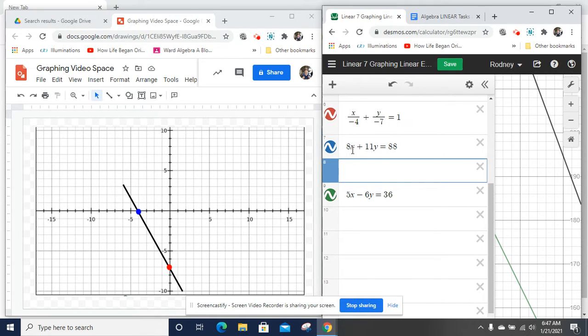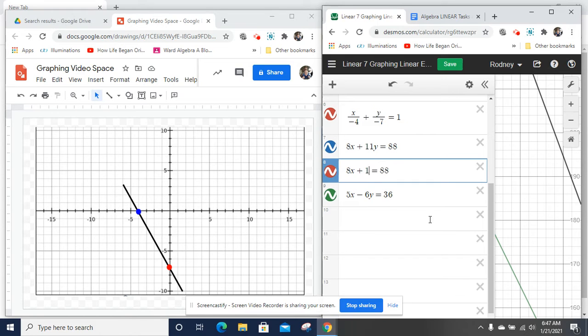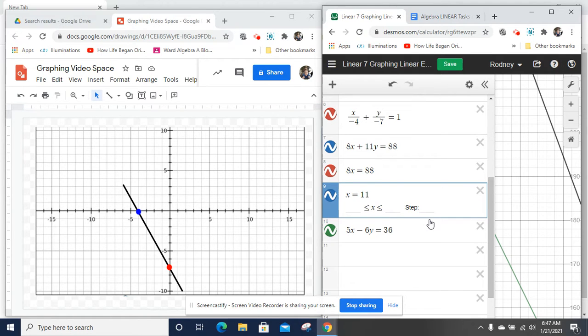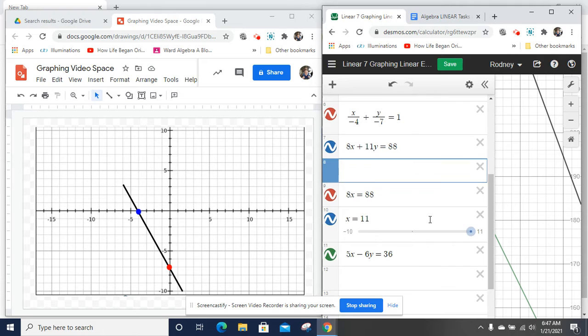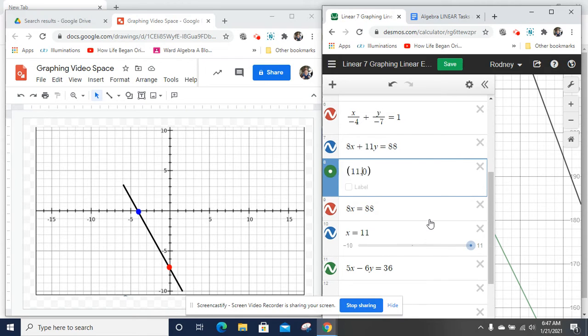So to get the x-intercept, I turn y into 0. So 8x plus 11 times 0 equals 88. And I solve for x. I don't even care about 11 times 0. So I'm just going to have 8x equals 88, and so x will be 11. So I'm going to have an x-intercept, which will be at (11, 0). Fix that, that should be a comma.